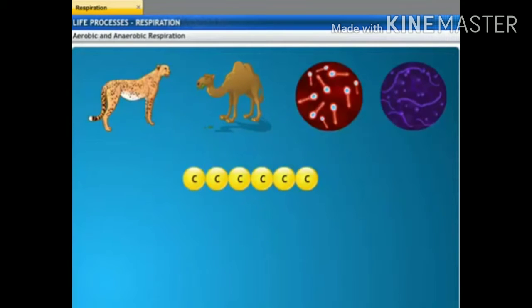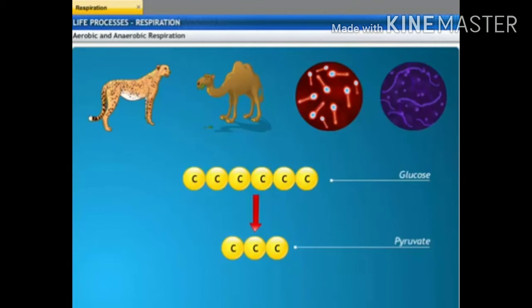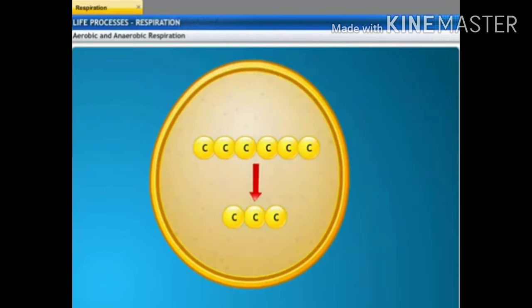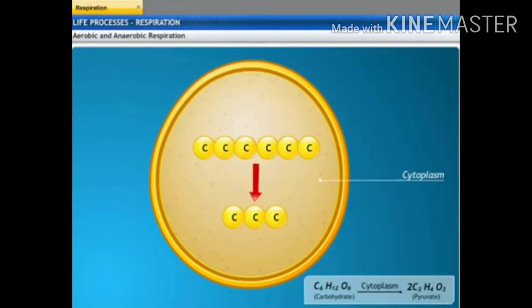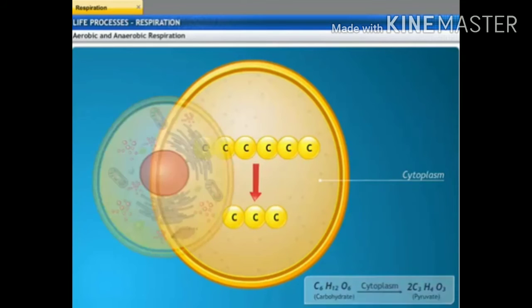In both aerobic and anaerobic organisms, when respiration takes place, a glucose molecule that contains 6 carbon atoms is broken down into a molecule that contains 3 carbon atoms. This new molecule is called a pyruvate. This entire process takes place in the cytoplasm of the organism.